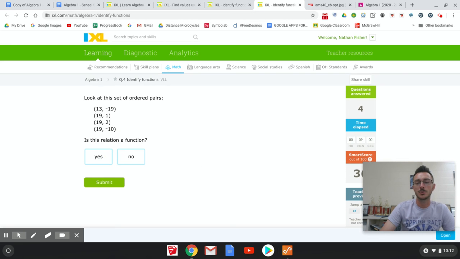And then I think the ordered pairs is probably the last way you would see it represented. These are our x values first, and then the y values. 19 goes with 1, but 19 also goes with 2, and 19 also goes with -10. Doesn't work.